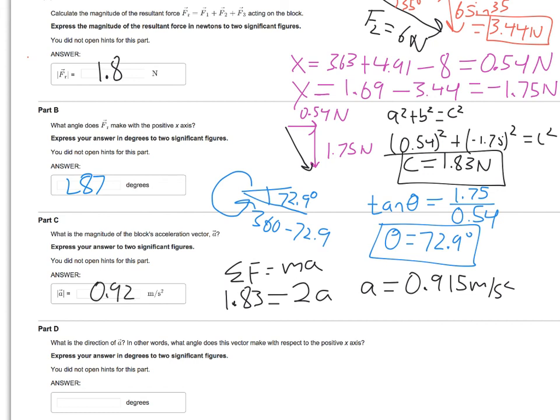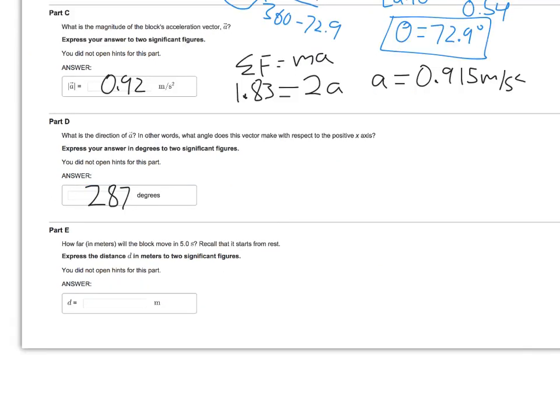What is the direction? All right, this is an easy one here because whatever the direction of the net force is, that's going to be the direction of the acceleration. So the answer to that is simply going to be the same as part B, 287 degrees. Moving on to my last part, how far will this object move? Remembering that it starts from rest.